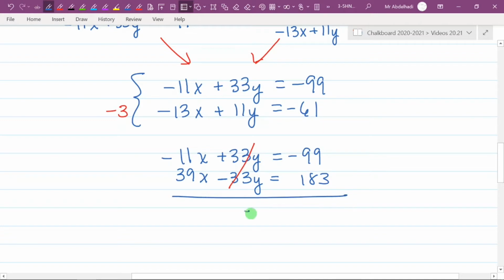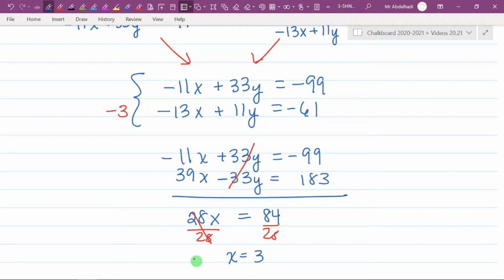So what do we get when we add? We get 39 minus 11, which is 28x. These are gone. And what's 183 minus 99? It's 84. Divide both sides by 28, and we get x equals 3. So we have one of our three variables now, but we're not done till we find all three variables.